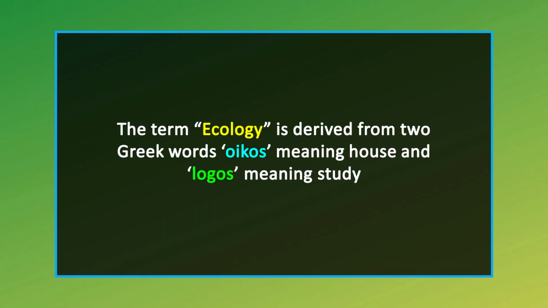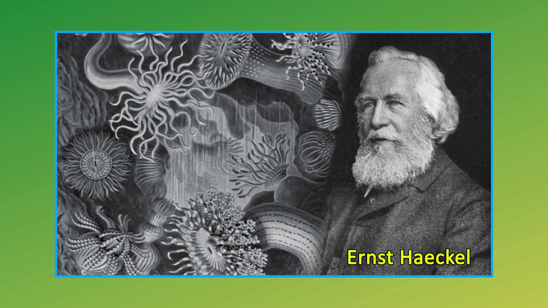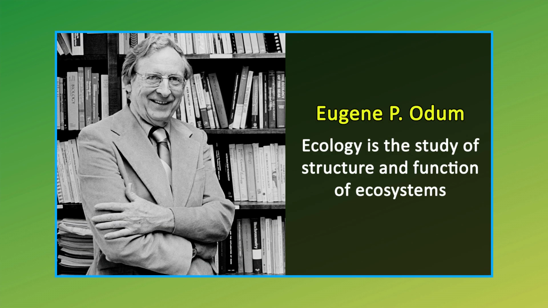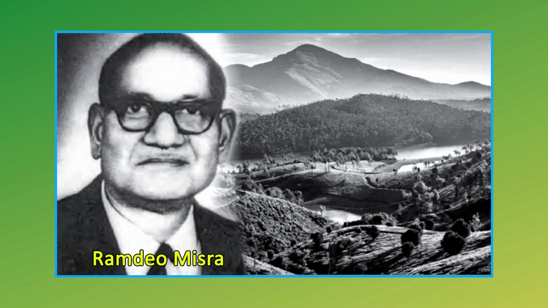The term ecology is derived from two Greek words. Oikos means house and logos means study. Ernest Haeckel is given credit for coining and defining the term ecology. According to Odum, who is known as the father of modern ecology, ecology is the study of the structure and function of ecosystems. Reiter was the first person to use the term ecology. R. Misra is known as the father of ecology in India.